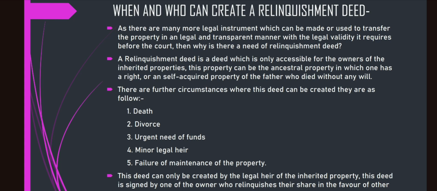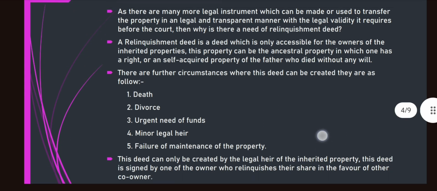Okay, let's understand that. A relinquishment deed is a deed which is only accessible to the owners of inherited properties. This property can be the ancestral property in which one has a right by birth, or the self-acquired property of the father who died without any will. Right? Now, let us know the further circumstances where a relinquishment deed can be created. First is death, divorce, urgent need of funds, minor legal heir, or failure of maintenance of the property.